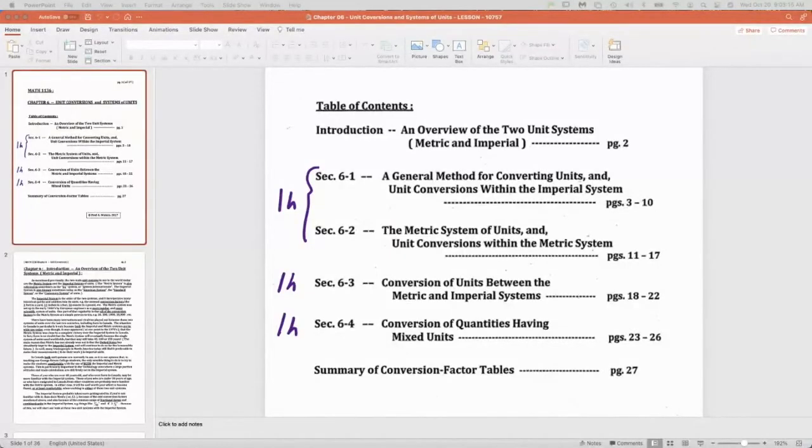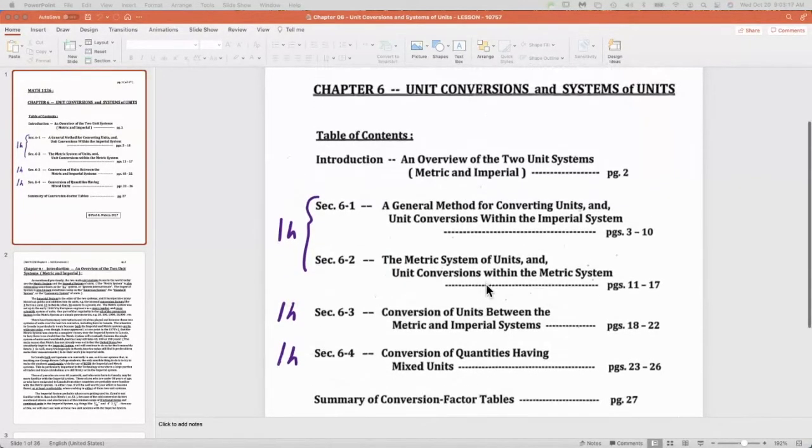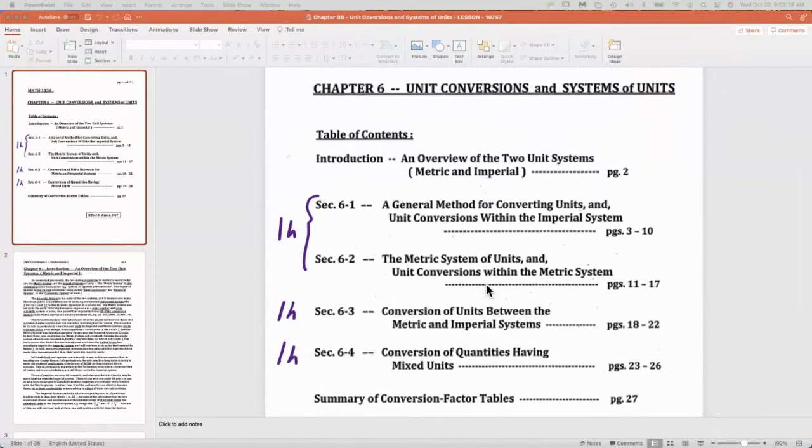So the first thing that we're going to do in this chapter is deal with converting units within the imperial system and then within the metric system. So for example, in section 6.1, we might have something like converting from inches to yards. I mean, that's a pretty easy one, but that's the kind of thing we're talking about.